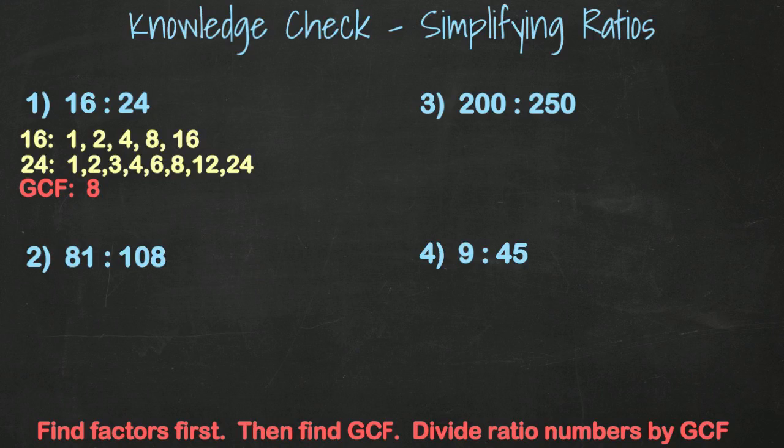So if we divide 8 into 16, we get 2. We divide 8 into 24, we get 3. The ratio of 16 to 24 can be simplified down to 2 to 3.